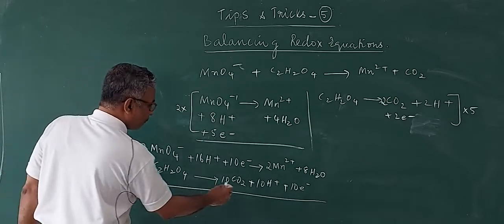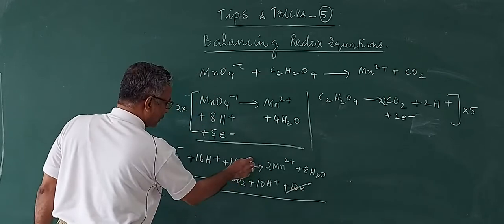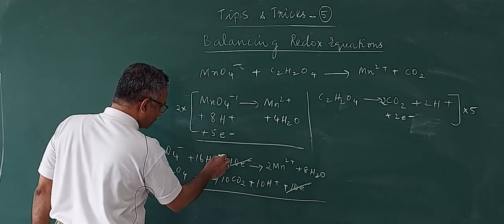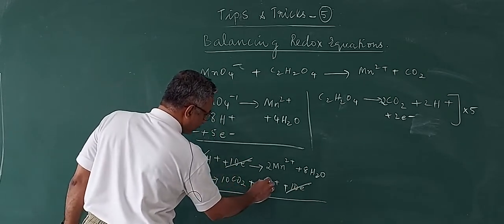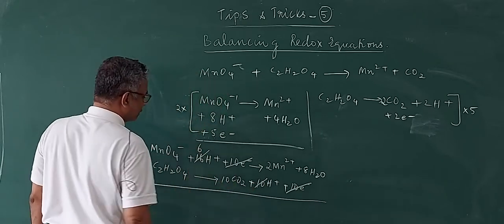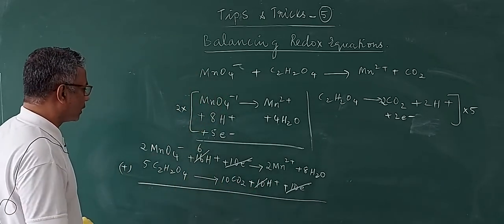So, you have 10 electrons here and 10 electrons here. You have 16H here and 10H here, this becomes 6H here, as I told you. That is all you can have.